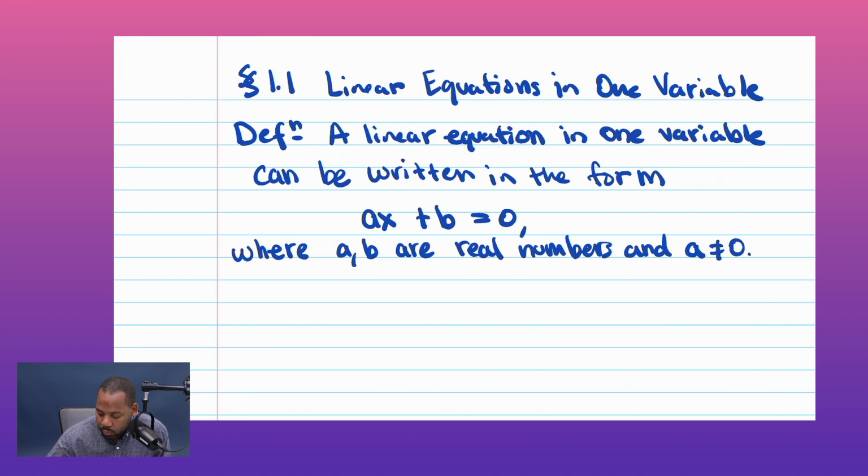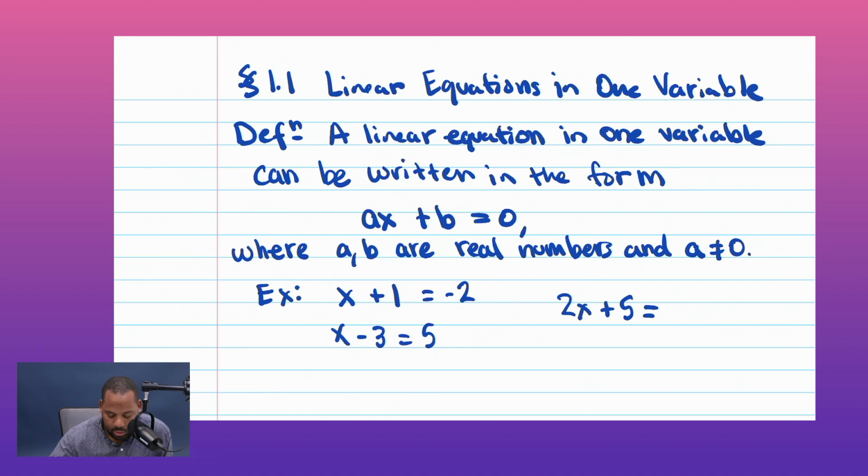Okay, some examples would be x plus 1 is equal to negative 2. Of course, this is of that form. x minus 3 is equal to 5. This is also an example. Another example would be 2x plus 5 is equal to 10. So these are three examples that look like this.